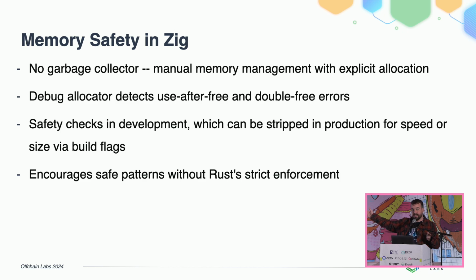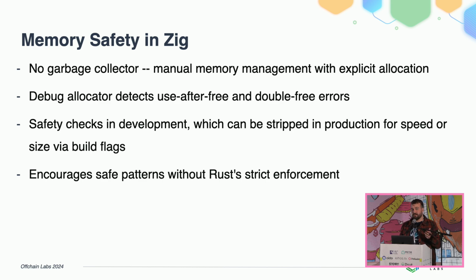Like the debug allocator, for example. When you're running tests, a lot of times that's what you're going to pass in to your functions, and it will catch use after free or double free errors. However, when you finally compile your code, you can strip out those checks, so that there are no runtime checks in your code, to make your binary really small and more performant. So the safety checks can be stripped out very easily, but you can still catch them in testing with that test allocator.